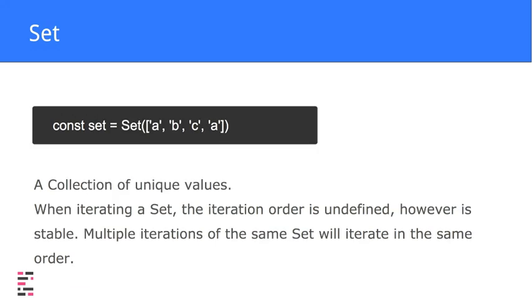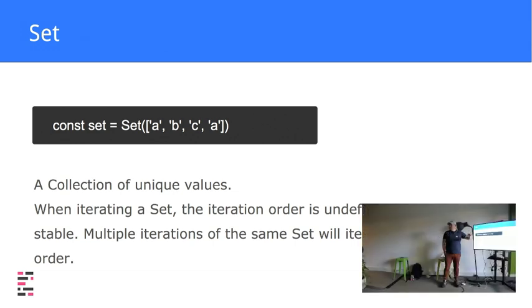B, C, A. The reason I put this in is because you've got A, B, C, A. Because it's a collection of unique values, that second A is going to get cancelled out, right? So it's going to delete, or reduce, if you want, any duplicate values.